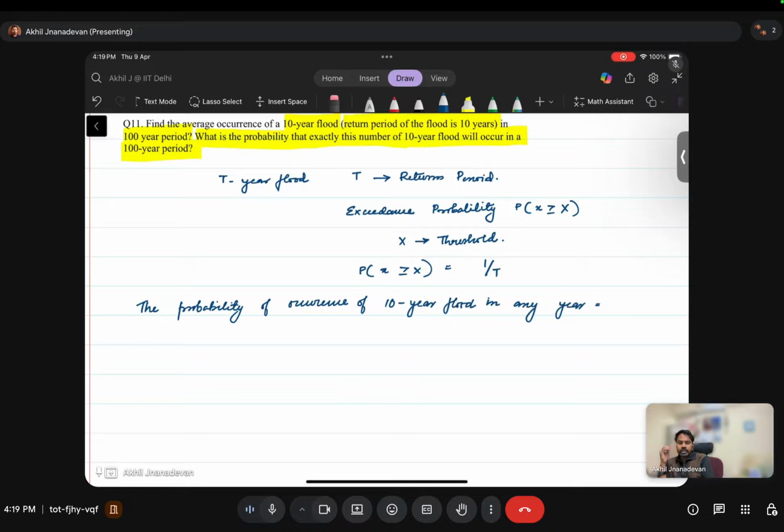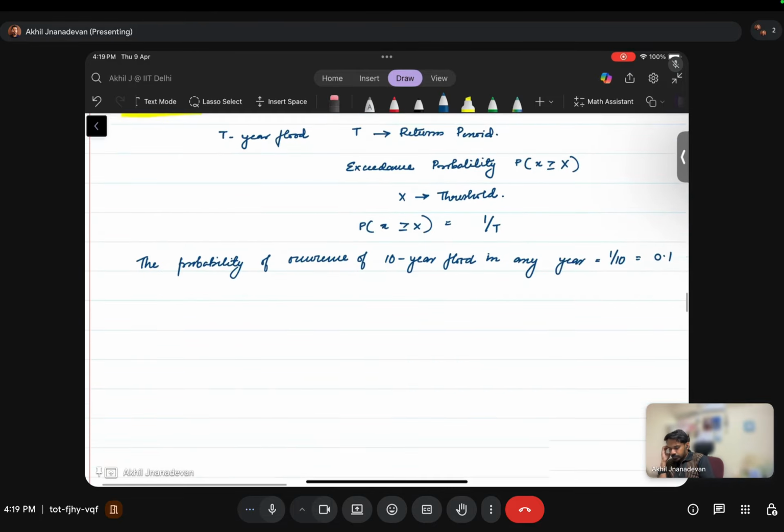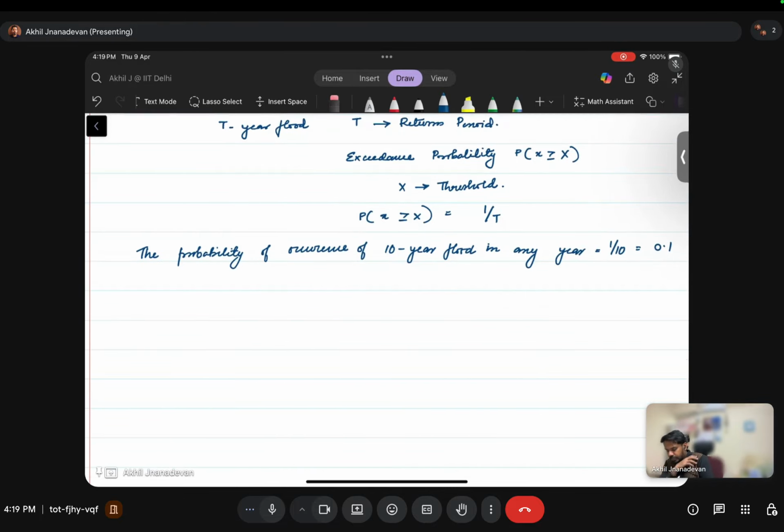That would be 1 by T. That is what we just discussed, right? That is 1 by T, the concept of return period. That is 0.1, right? So this is 0.1.